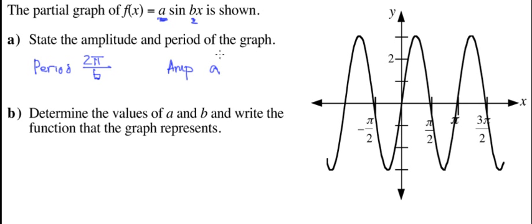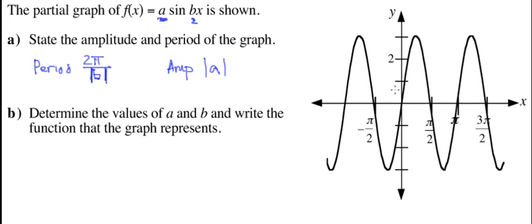Or technically, the amplitude is the absolute value of a, because if there were a negative sign on this, we would throw it out. And I guess to be really, really accurate, I should have absolutes on here because I told you to ignore negatives in b as well. Determine values of a and b and write the function that this graph represents.